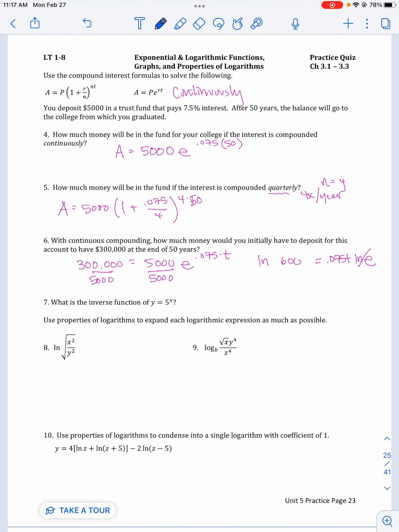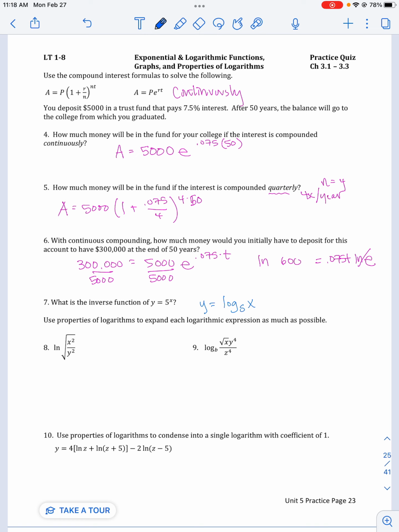Okay, welcome back. Number 7, what is the inverse function of y equals 5 to the x? Well, that would be log base 5 of x. That is, y equals log base 5 of x. All right, now use the properties of logarithms to expand each of these.